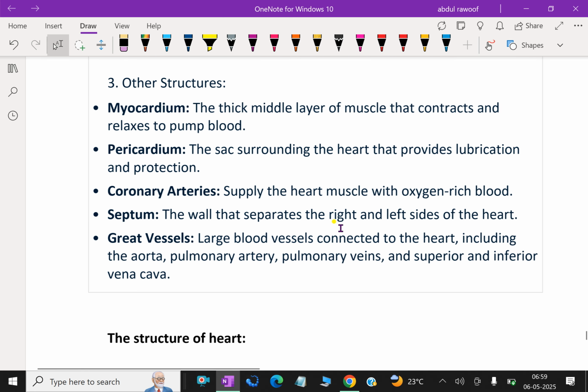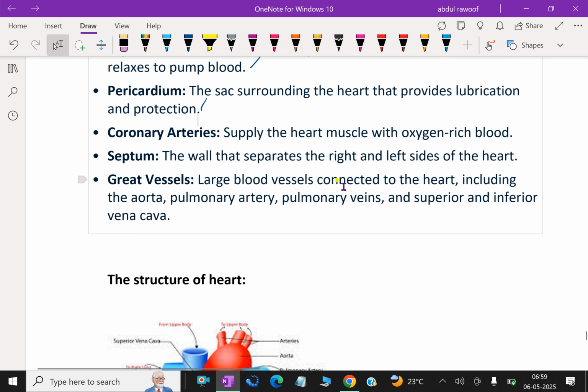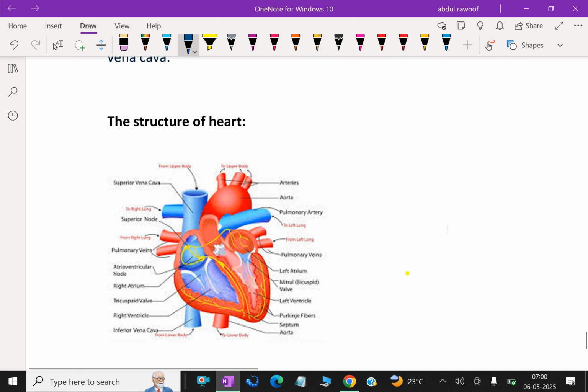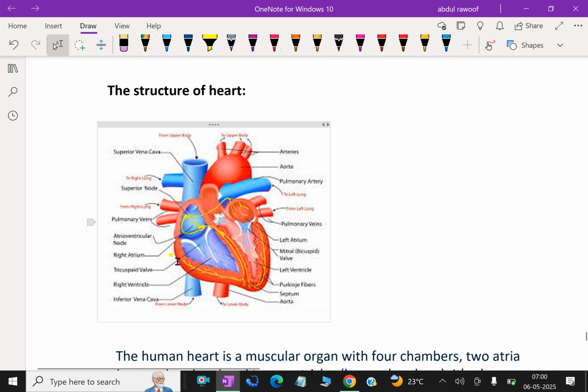Myocardium, the thick middle layer of muscle that contracts and relaxes to pump blood. Pericardium, the sac surrounding the heart that provides lubrication and protection. Coronary arteries supply the heart muscle with oxygen-rich blood. Septum, the wall that separates the right and left sides of the heart. Great vessels, large blood vessels connected to the heart, including the aorta, pulmonary artery, pulmonary veins, and superior and inferior vena cava.